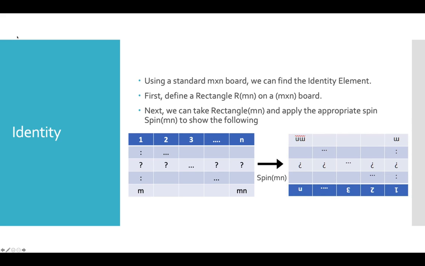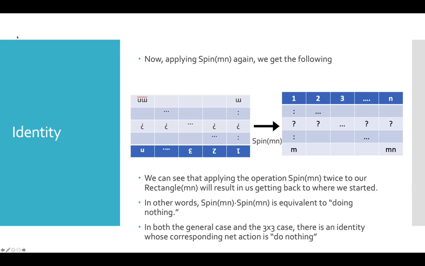Okay, so now we're going to move on to the identity. Using a standard n by n board, we can find the identity element. First, define the rectangle R_MN on an n by n board. Next, we can take the rectangle MN and apply the appropriate spin MN, to show the following. Now, applying spin MN again, we get the following. We can see that applying the operation spin MN twice to our rectangle MN will result in us getting back to where we started. In other words, spin MN times spin MN is equivalent to doing nothing. In both the general case and in the 3 by 3 case, there is an identity element whose corresponding net action is do nothing.